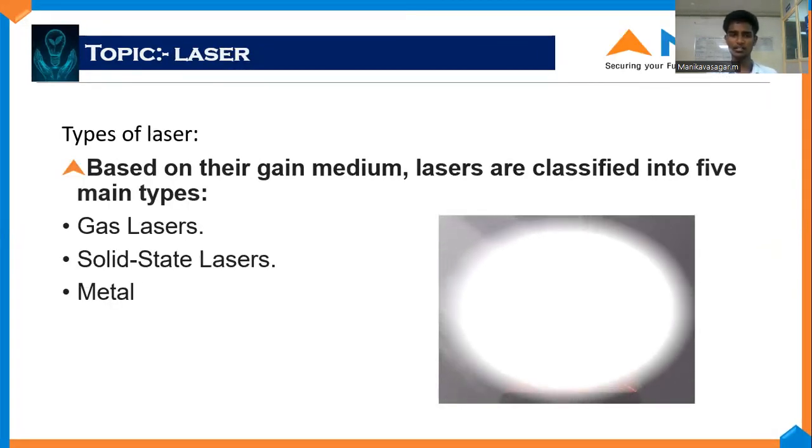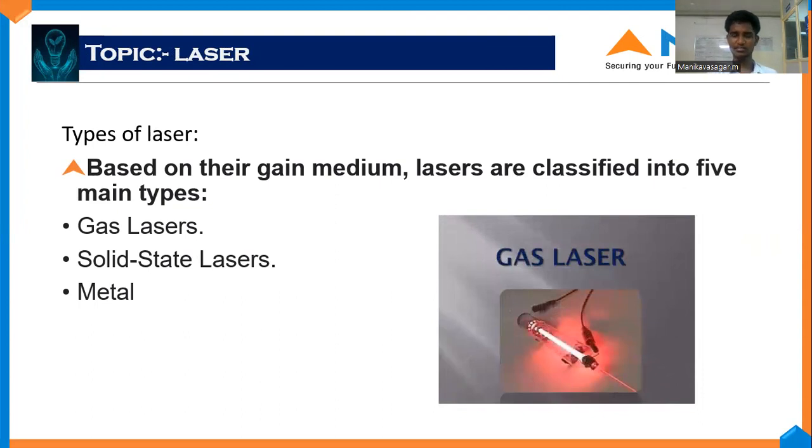Now we'll see types of laser. First one is gas laser. Second one is solid state laser. Third one is metal laser.